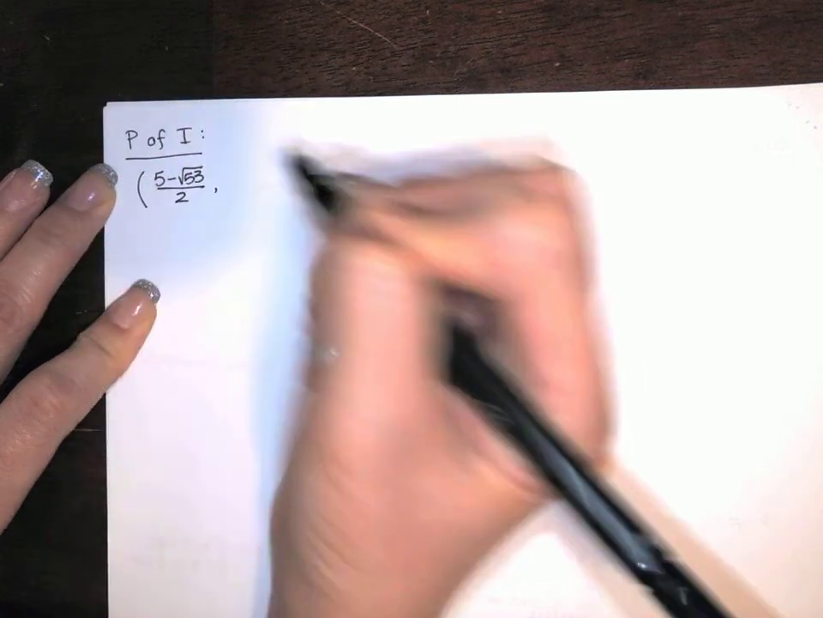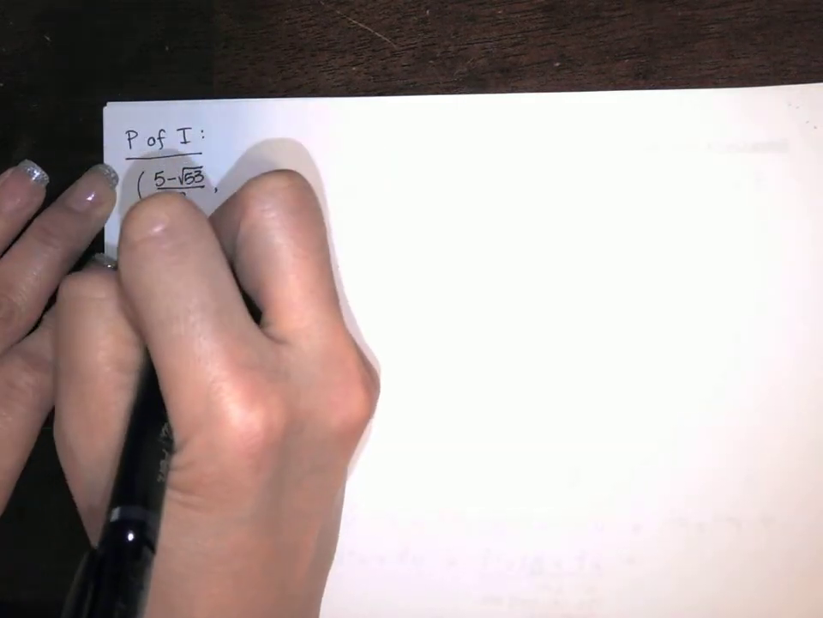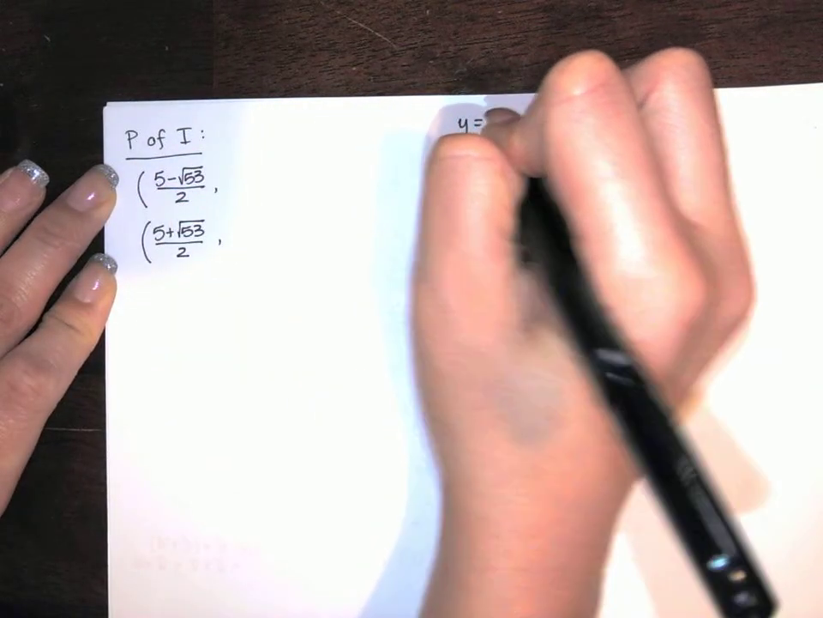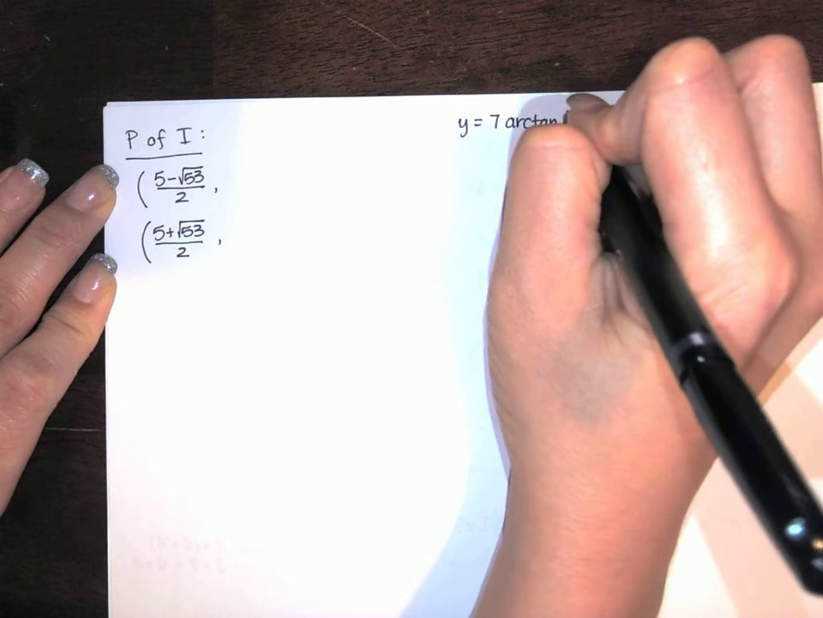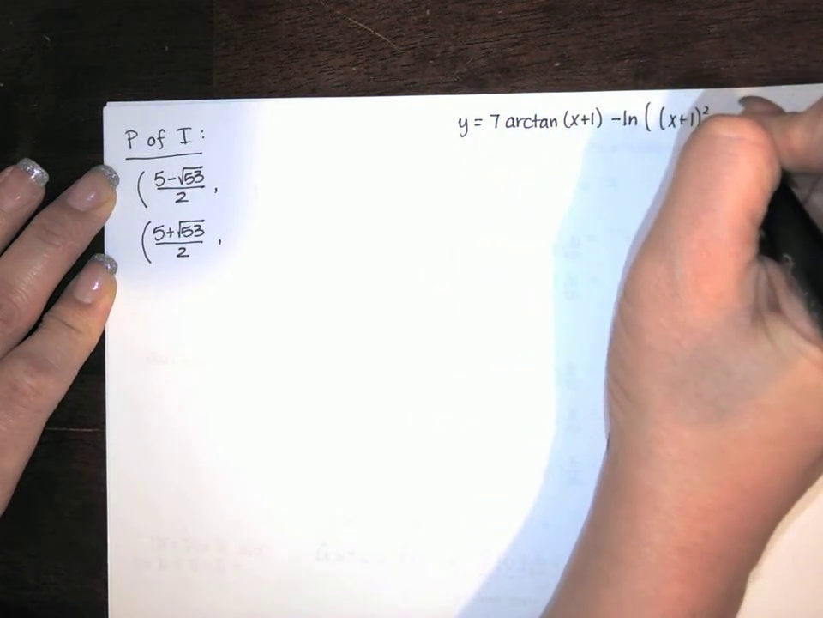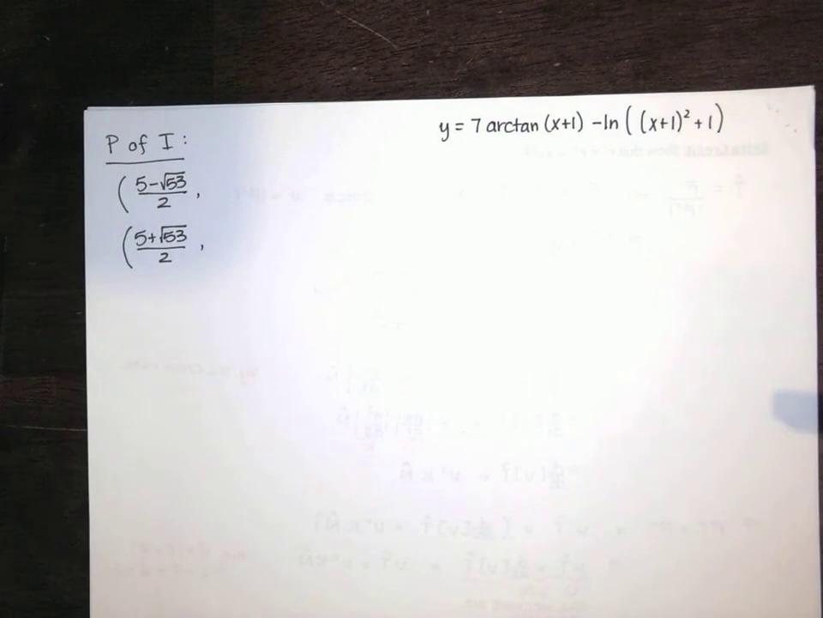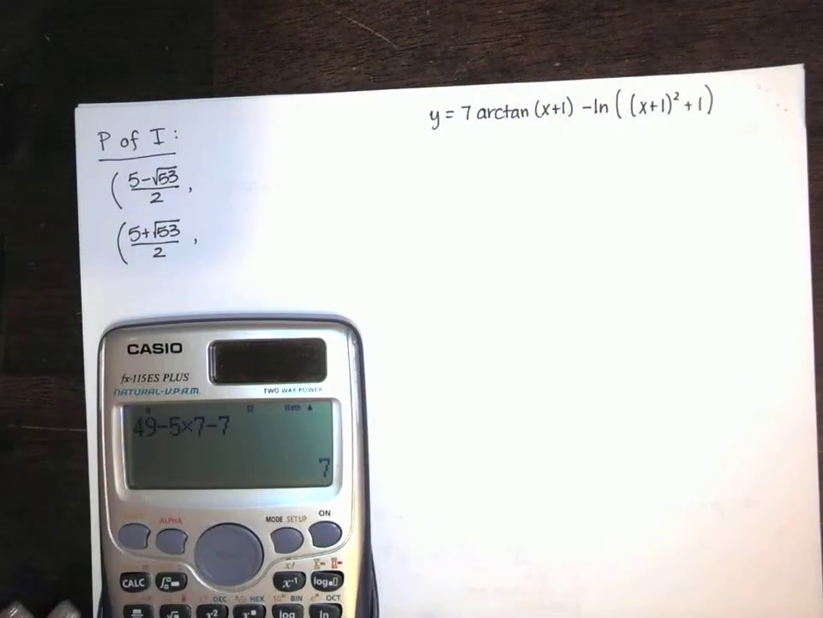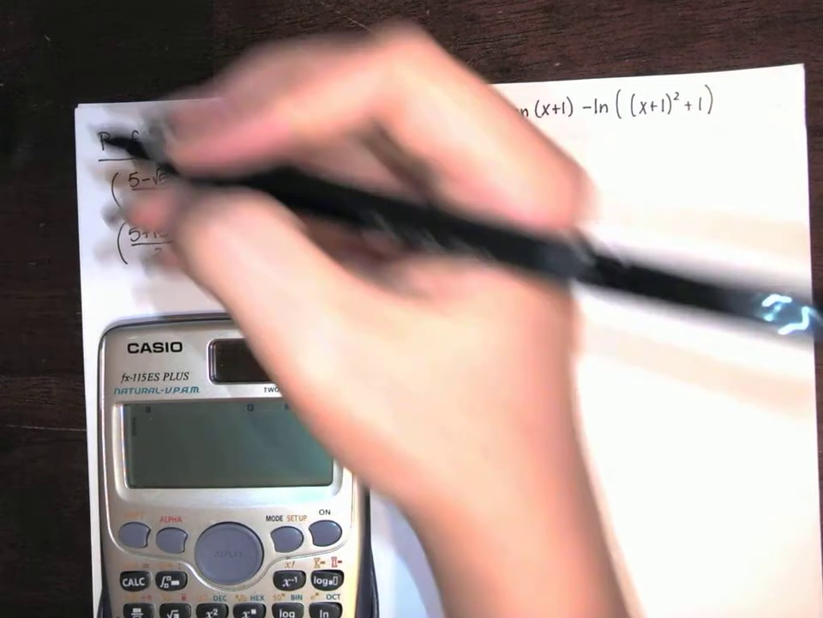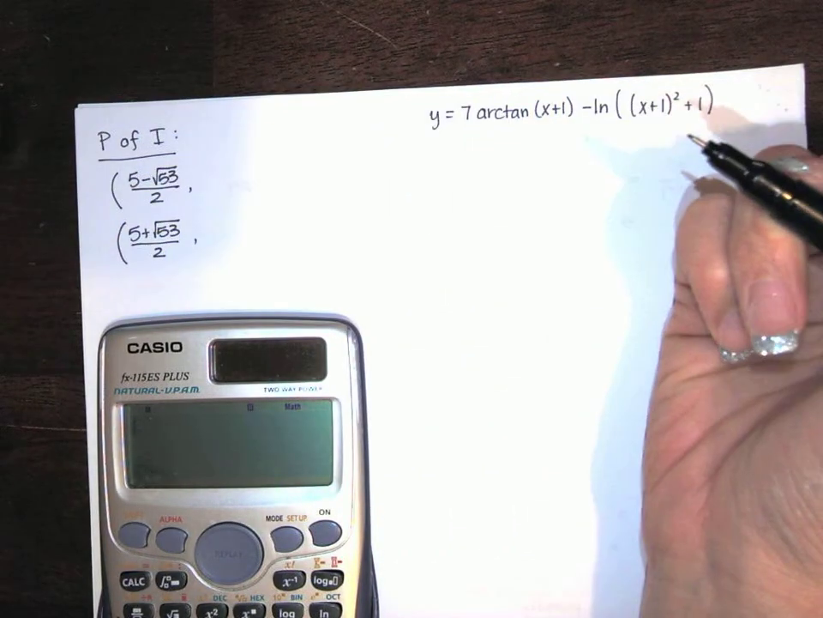Let's state our points of inflection. Our x's are (5 minus root 53) over 2 and (5 plus root 53) over 2. And we want to substitute those into this function. Okay, so I think I'm going to enter all of that into my calculator. And these are going to be approximate.